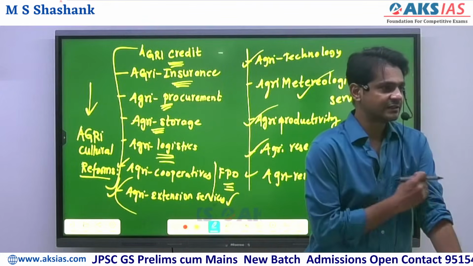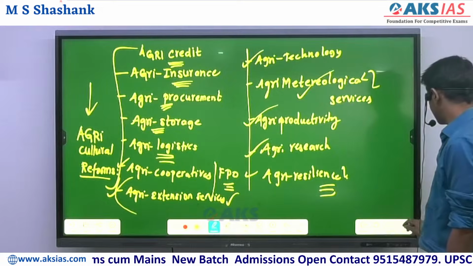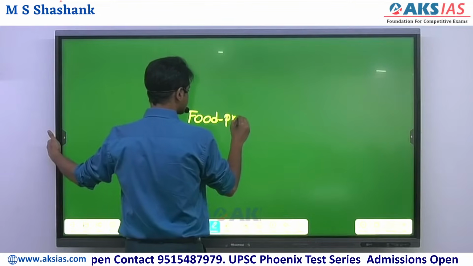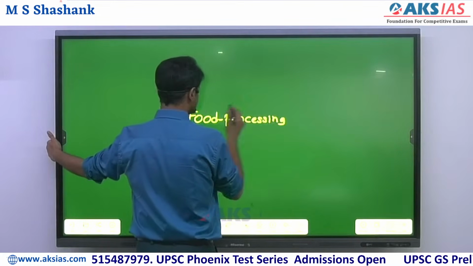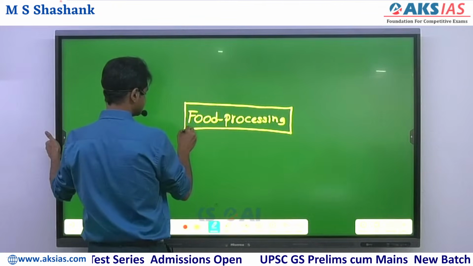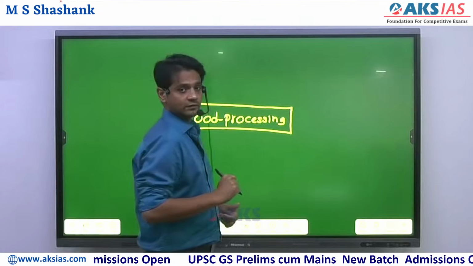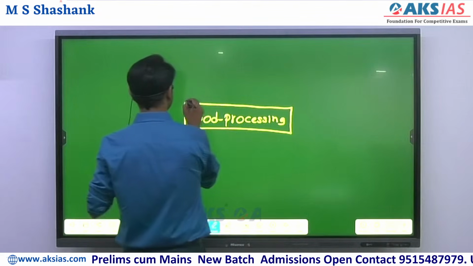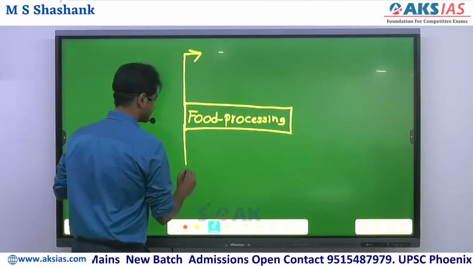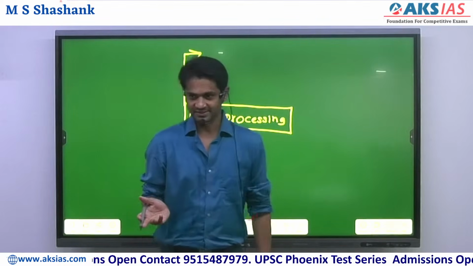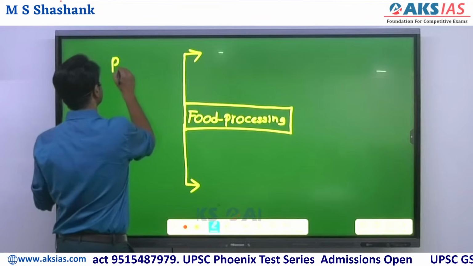Another UPSC favorite topic is food processing. Every alternate year they ask a question on food processing, isn't it? Okay, so for the food processing topic also we should have a good framework. What is one easy-to-remember framework for food processing? Yeah, tell me. Backward linkages, forward linkages. What else? Simple. Backward linkages and forward linkages.